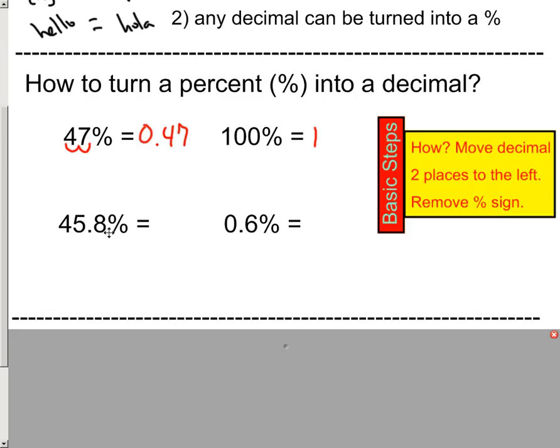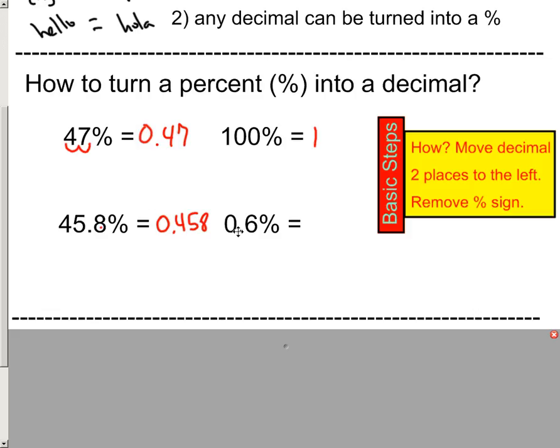Let's go do 45.8%. Move it 2 to the left. And in this case, it's going to wind up right in front of the 4. And we're done. 45.8% turns into 0.458. These two are equal to each other. This is in percentages, this is in decimals, so it's like 2 different languages, but they are equal to each other.